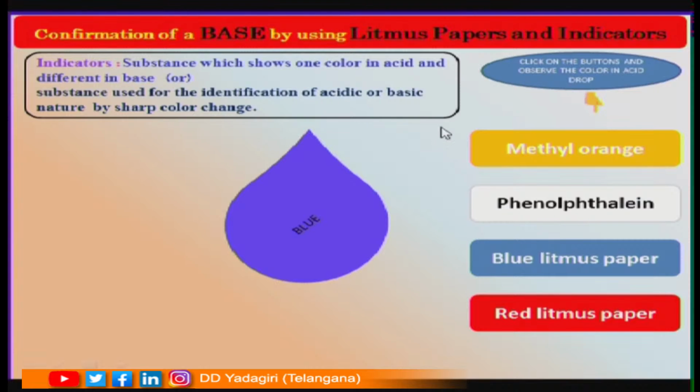Now, once again we will revise. Whenever methyl orange is added to a basic solution, it turns yellow. Whenever phenolphthalein indicator is added to a base, it turns pink. Whenever blue litmus is dipped, there is no change in the blue litmus. Whenever red litmus paper is added to the droplet, there is a change of color, that is, it turns blue. This is the characteristic property of bases.